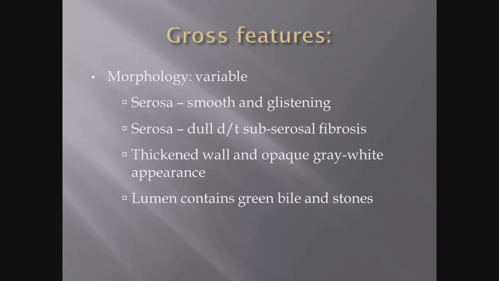The gross features of chronic cholecystitis are variable. Sometimes the serosa is smooth and glistening, that is shiny, or sometimes it becomes dull due to the presence of subserosal fibrosis, and the wall of the gallbladder is thickened and appears opaque and grey white. Its lumen contains bile and gallstones.